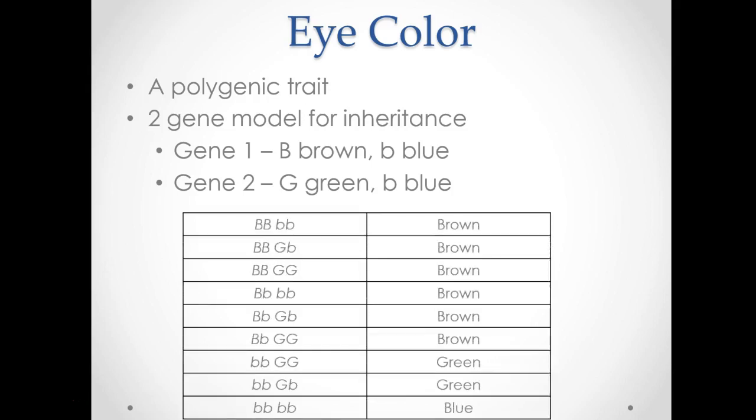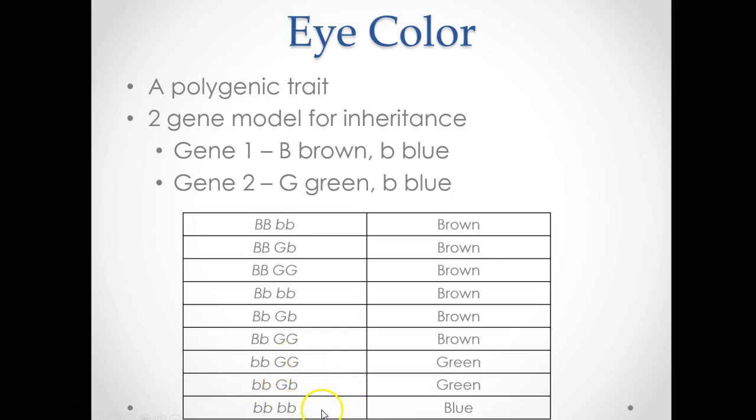So if you were to take a look at the different combinations that could be produced, what you see is that if you had a single brown allele, regardless of what you had at the other gene, you're going to have brown eyes. The only way you could get green eyes was if you got 2 blue alleles in the first gene, and because green is dominant to blue, you would have had green eyes.